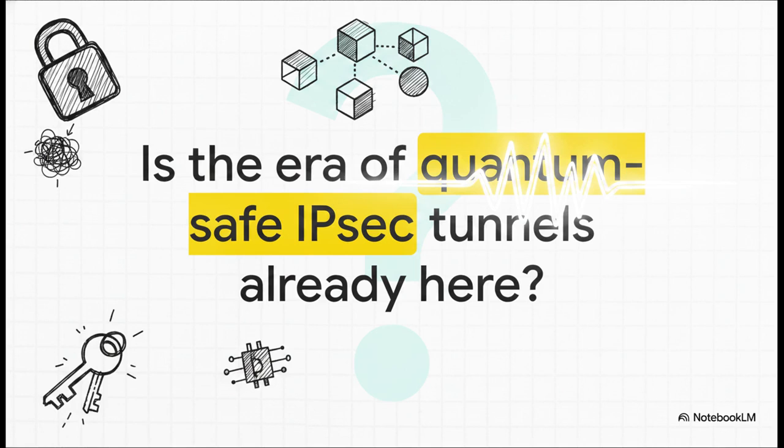But, as we know, network security never actually sleeps. With quantum computing emerging on the horizon, it begs the question, will your VPN's Diffie-Hellman mathematical keys remain secure, or is the era of quantum-safe IPsec tunnels already knocking at our door? That is absolutely the next frontier of network security to ponder.